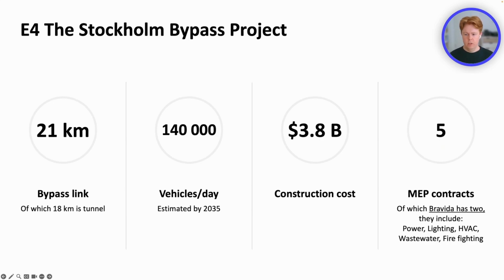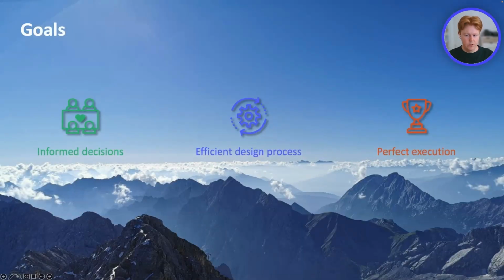So there are 5 installation contracts split into different parts, and Bravida has 2 of them, which include power, lighting, HVAC, wastewater, and firefighting. To summarize, basically it's lighting, power, ventilation, and sprinkler, I guess you could say, to give everybody an image of what this is. And it's the world's 2nd deepest urban tunnel, so it is quite a big project in global terms.